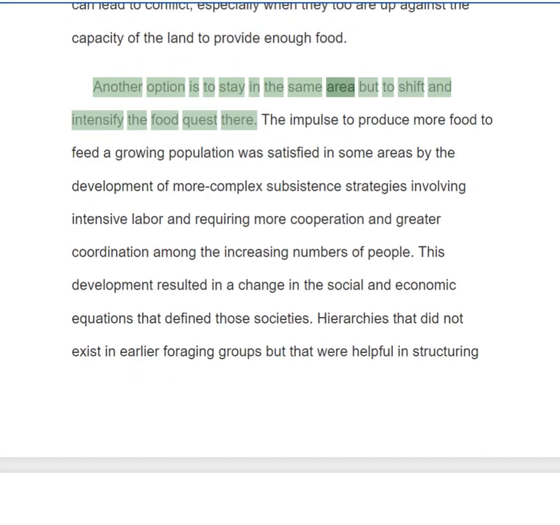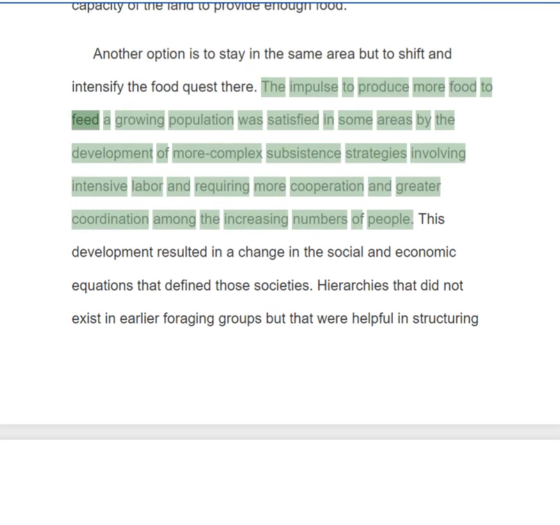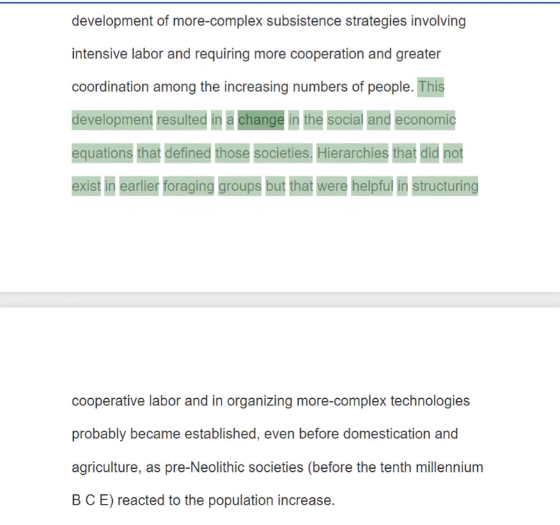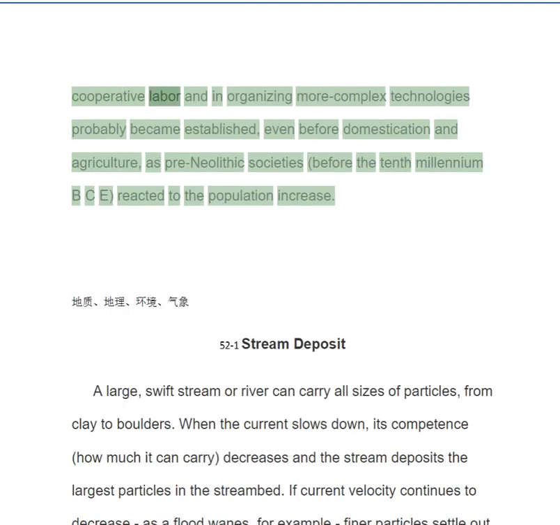Another option is to stay in the same area but to shift and intensify the food quest there. The impulse to produce more food to feed a growing population was satisfied in some areas by the development of more complex subsistence strategies involving intensive labor and requiring more cooperation and greater coordination among the increasing numbers of people. This development resulted in a change in the social and economic equations that defined those societies. Hierarchies that did not exist in earlier foraging groups but that were helpful in structuring cooperative labor and in organizing more complex technologies probably became established, even before domestication and agriculture, as pre-Neolithic societies reacted to the population increase.